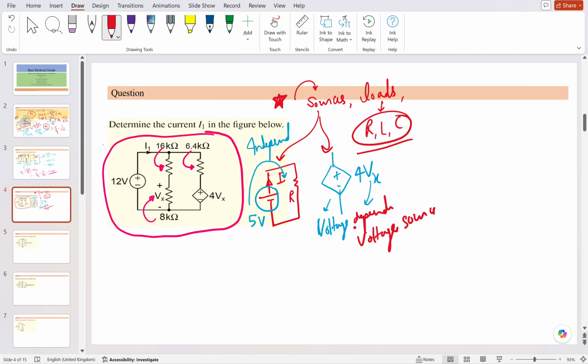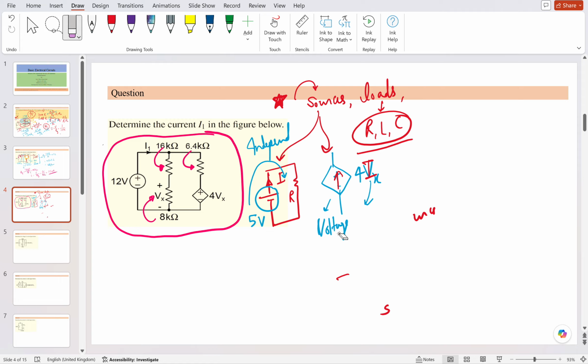Okay, so this is the voltage dependent voltage source. If it is controlled by some current, suppose it is written 4ix, it means that it is a current dependent voltage source. If it is a current source and dependent upon a current, it is a current dependent current source. Or a current dependent voltage source. These are the different combinations possible on the source side.